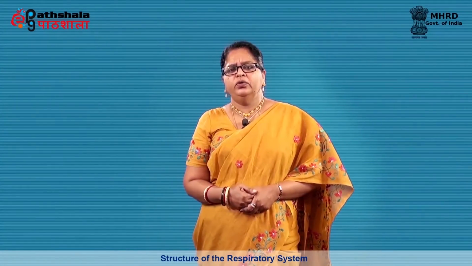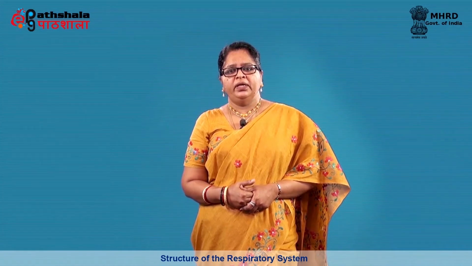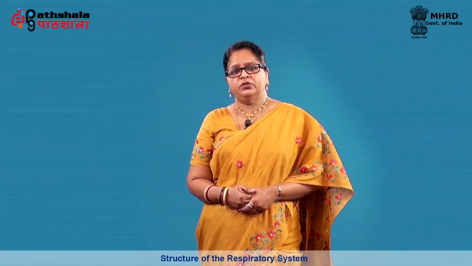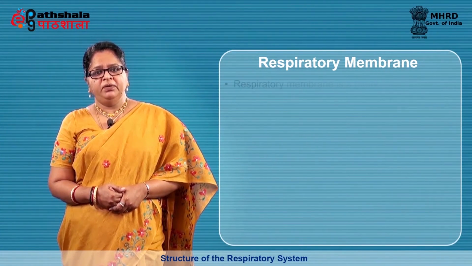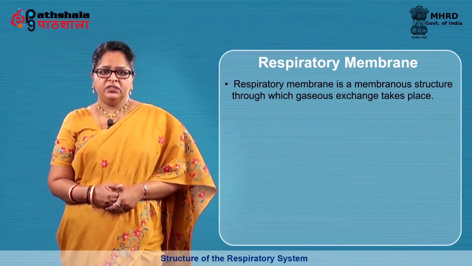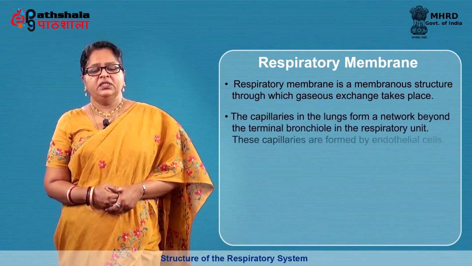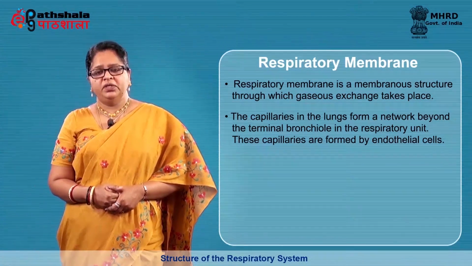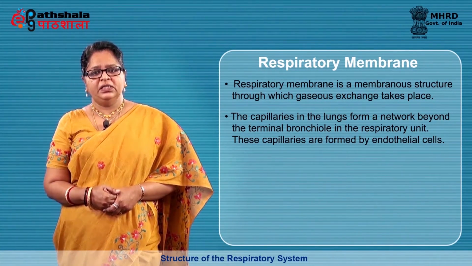Now I think you can recall that the alveolo-capillary membrane is a dual membrane formed by the membranes of the alveolus and the capillary tuft or the network surrounding it. So this membrane is called the respiratory membrane. The respiratory membrane thus is the membranous structure through which gaseous exchange takes place. The capillaries in the lungs form a network beyond the terminal bronchiole in the respiratory unit. These capillaries are formed by endothelial cells.